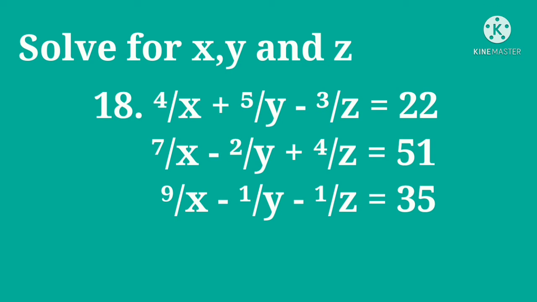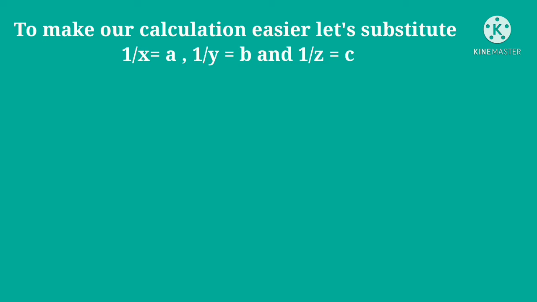For our number 18, we will solve again for x, y, and z. And we have here 4 over x plus 5 over y minus 3 over z equals to 22, then 7 over x minus 2 over y plus 4 over z equals to 51, then 9 over x minus 1 over y minus 1 over z equals to 35.